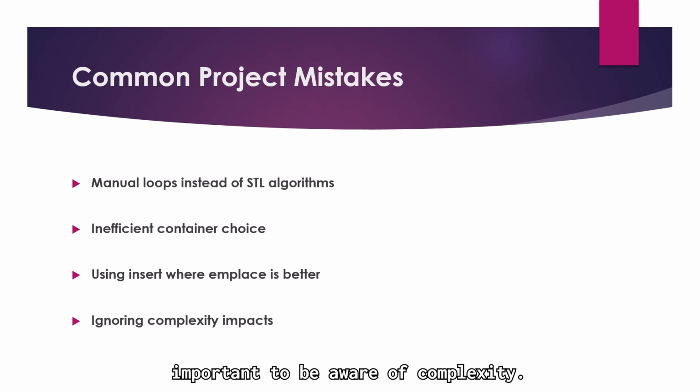Lastly, it's important to be aware of complexity. Every decision you make, such as choosing a container or algorithm, has a time and space complexity. Ignoring these impacts can make your code much slower than necessary.